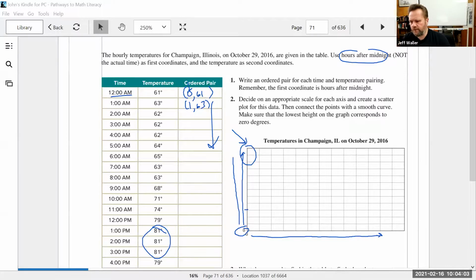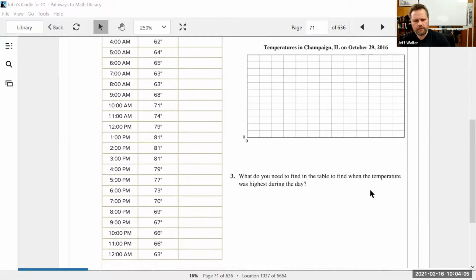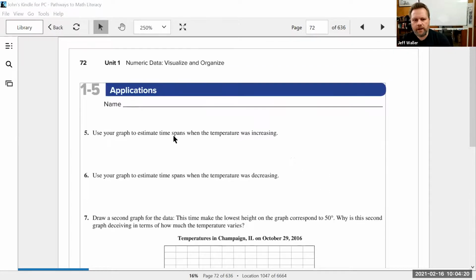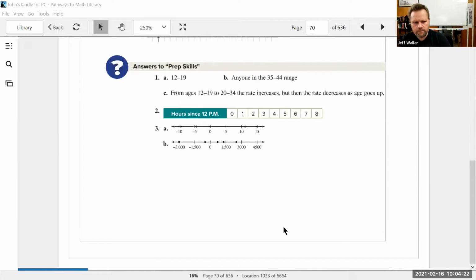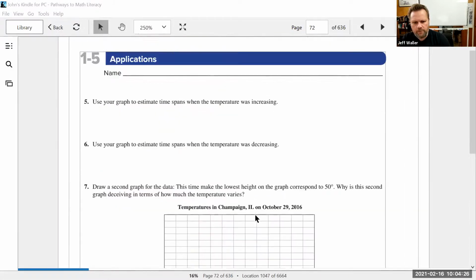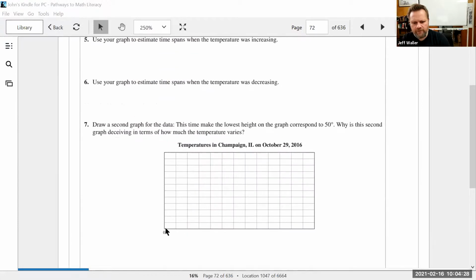Now watch, I want to show you something that's going to happen on a problem here. Look, they're going to make you do the same problem again, but now you're going to start at 50. So now it's going to open up a little bit more, so you can see the differences better. So in this first problem, they want you to start at 0. You guys see that? And then they want you to do the whole thing again, but start at 50 here.